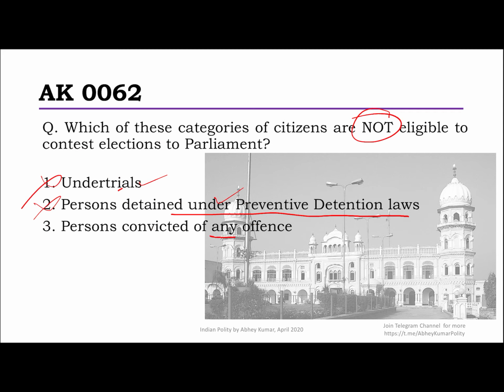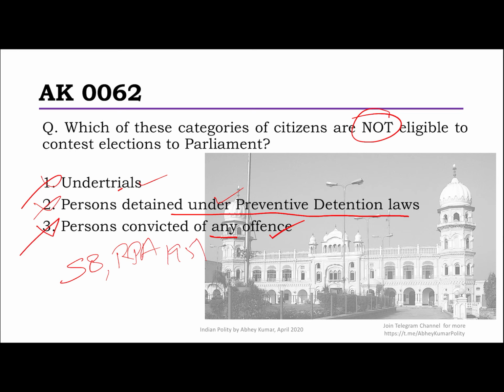Then it says persons convicted in any offense. Please mind the word any. I'm sure we know that for criminal offenses, a person can be disqualified from contesting election. But if you know the real provisions under Section 8 of RPA 1951, there are different categories of criminal offenses that result in disqualification. There is no blanket ban that you commit any offense and if you're convicted, you'll be disqualified. For certain offenses only it is done. So when we say any offense, then it is not going to disqualify you. Hence, this is also wrong. So the correct answer for this should actually be none of these statements.